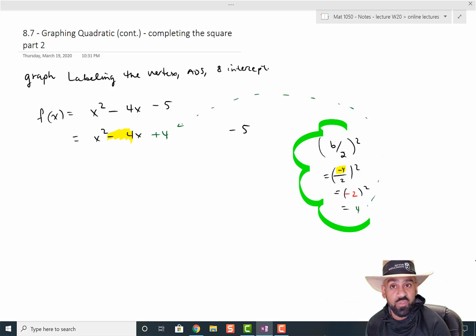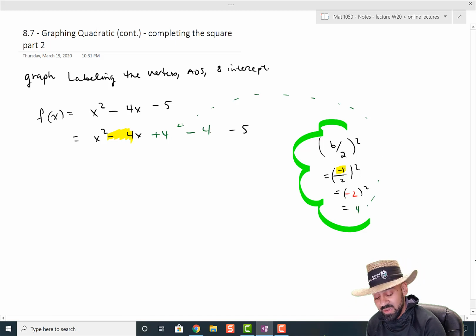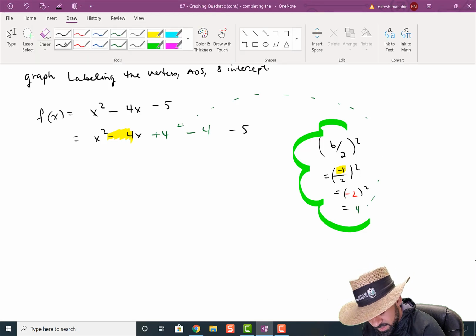So adding 4 in, it's a 1-to-1 exchange. Well, if I add it in, I better take it out simultaneously because it's not an equation. It's for sure an expression. There are not two sides for me to work on. All right? So now, this is the cool part.